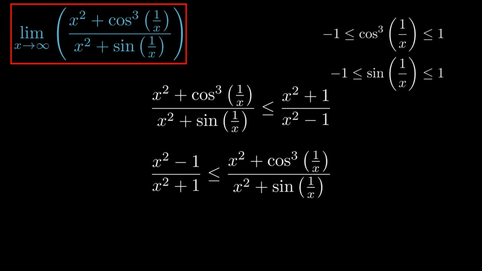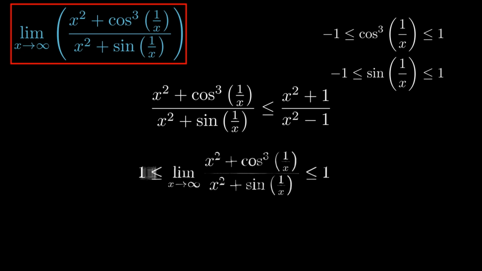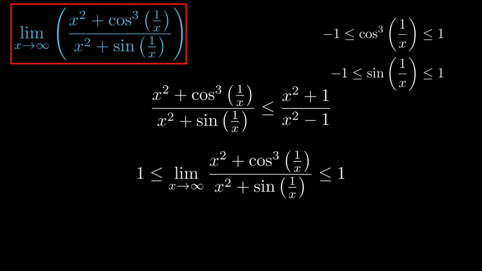If we evaluate this limit in the exact same way that we did previously, we see that the limit as x goes to infinity of (x squared plus cosine cubed of 1 over x) divided by (x squared plus sine of 1 over x) is bounded below and above by 1. So what we can do is use the squeeze theorem to get our final answer, which is 1.